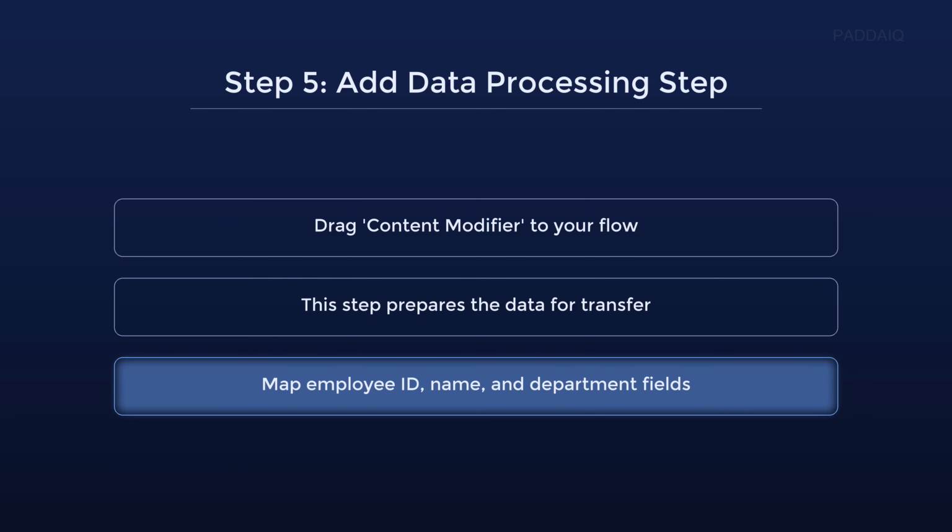Map employee ID, name, and department fields. This means connecting the data from your source to the correct fields in your target system. For example, when integrating from a legacy HR system into SAP SuccessFactors, you ensure EMPNO becomes Employee ID. Proper mapping guarantees data flows accurately between applications.